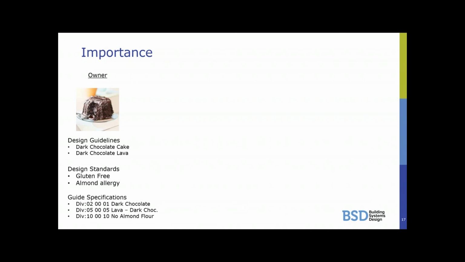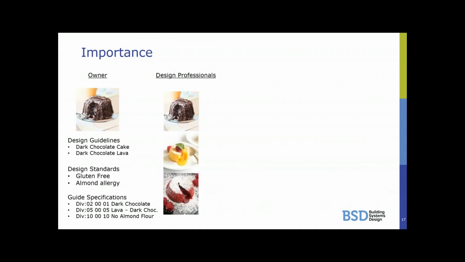So now we can take that one step further because we now have facilities input. We can say we have Division 2, for instance, and I know all of you on the phone who might be design professionals are probably laughing, and that's okay. We have dark chocolate. We have a place for lava dark chocolate, and then we also have a place in our guide specifications for no almond flour. So now what do we get with the design professionals? Okay, so now we know where we can start off.